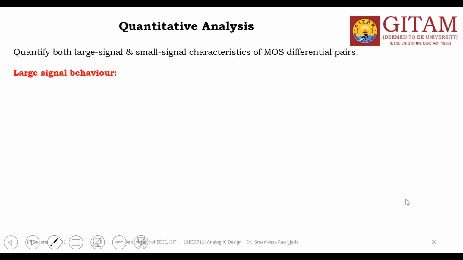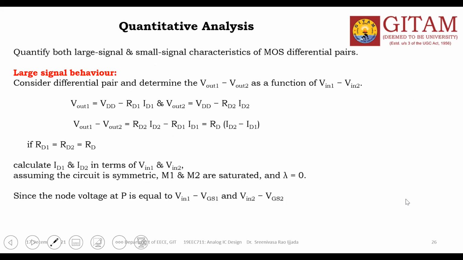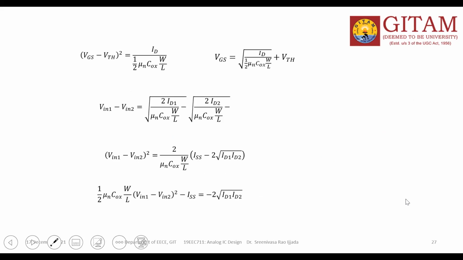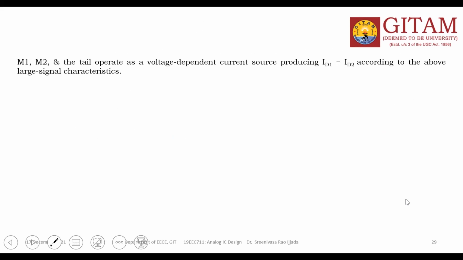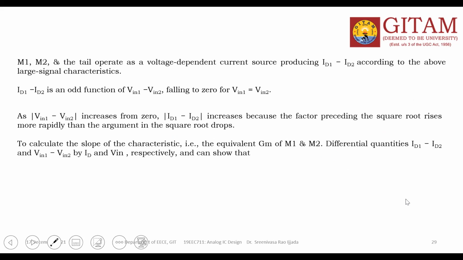Next, quantitative analysis. In this, we studied the large signal behavior. Large signal behavior means what? Variation of the input voltage from 0 to VDD, VDD to 0. That is large signal variation.